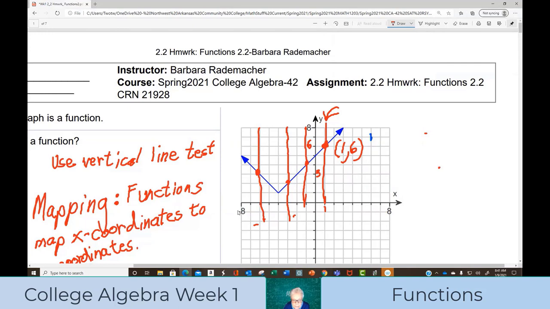Let's try that again. 6. Okay. That makes this point (-6, 3), which means the number -6 is being mapped to 3 at that point right there. And it's the function, the graph, that's doing it. There's no confusion. -6 is definitely being mapped to 3. +1 is definitely being mapped to 6. I know exactly where number 1 goes. I know exactly where -6 goes. And that makes a function.